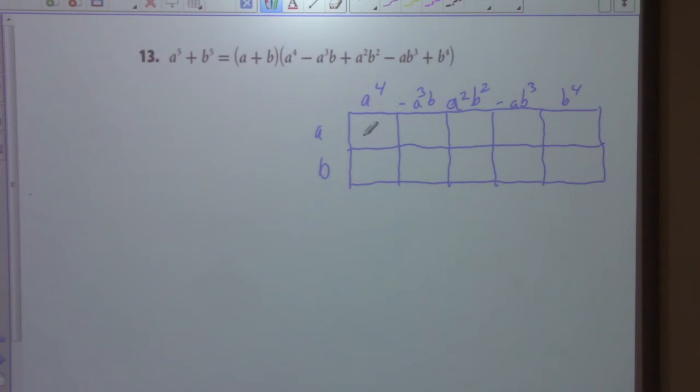And then in the first box I have a to the 5th power, and then negative a to the 4th power b, a to the 3rd power b squared, negative a squared b cubed, ab to the 4th, a to the 4th times b, negative a cubed b squared, a squared b cubed, negative ab to the 4th, and then b to the 5th.